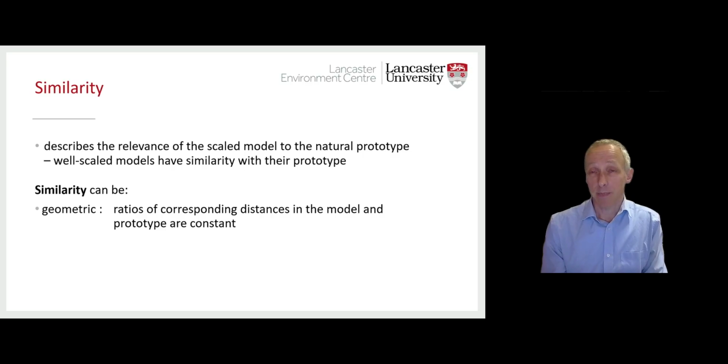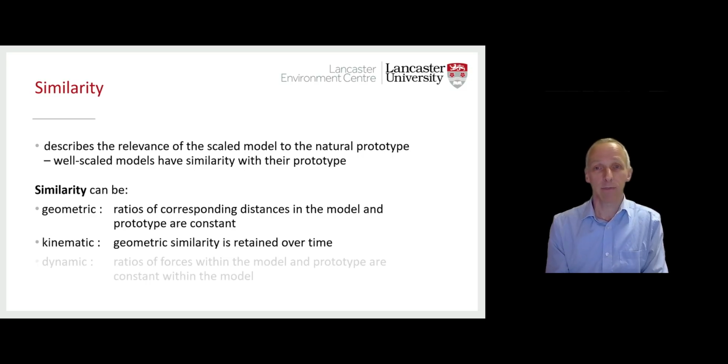Now, as an experiment progresses, a model may change shape. So the next level of complexity is to determine whether we have kinematic similarity. If we have kinematic similarity, then we essentially retain geometric similarity over time. Shape changes in the model are similar to the shape changes that occur in a natural prototype.